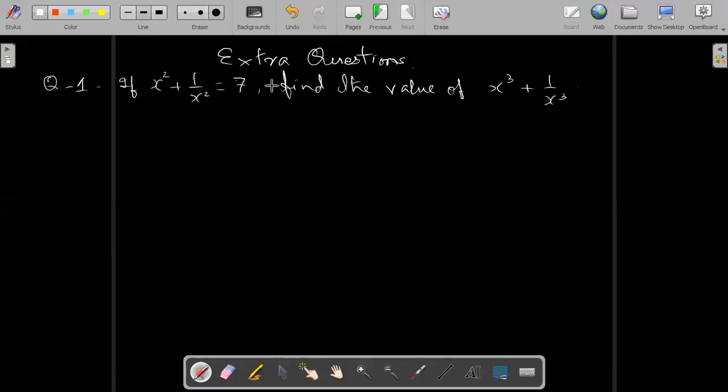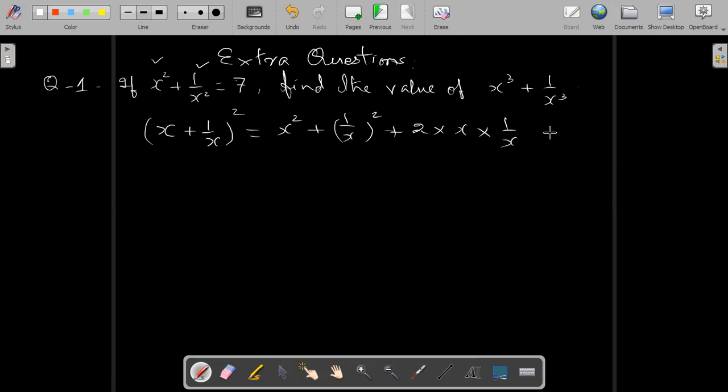So this type of question may be asked, but it is a very typical question. First of all, we have to go with x plus 1 by x whole square. We have to see the square of this. Why? Because this square will give you the square of x and 1 by x square. a plus b whole square is a square plus b square plus 2ab. What is a? x, and b is 1 by x. So I have used a plus b whole square here.